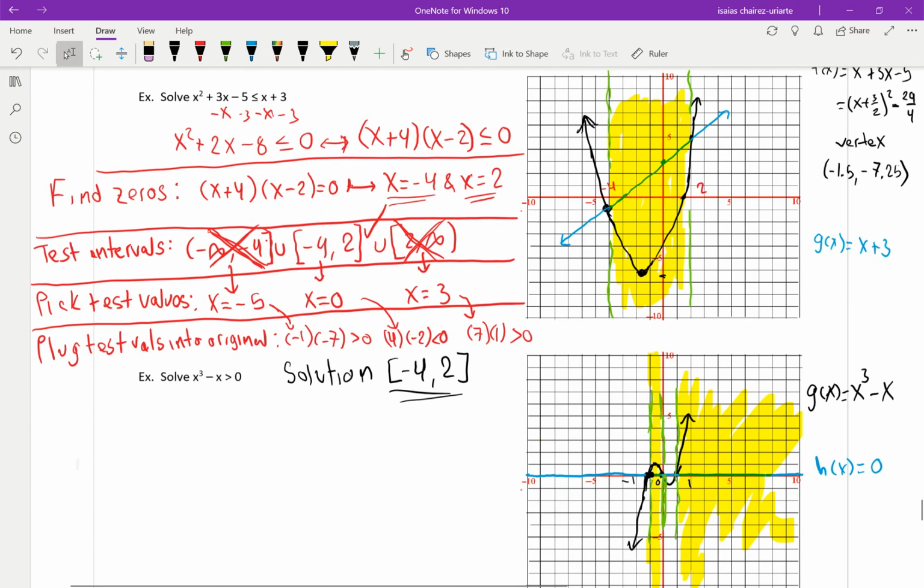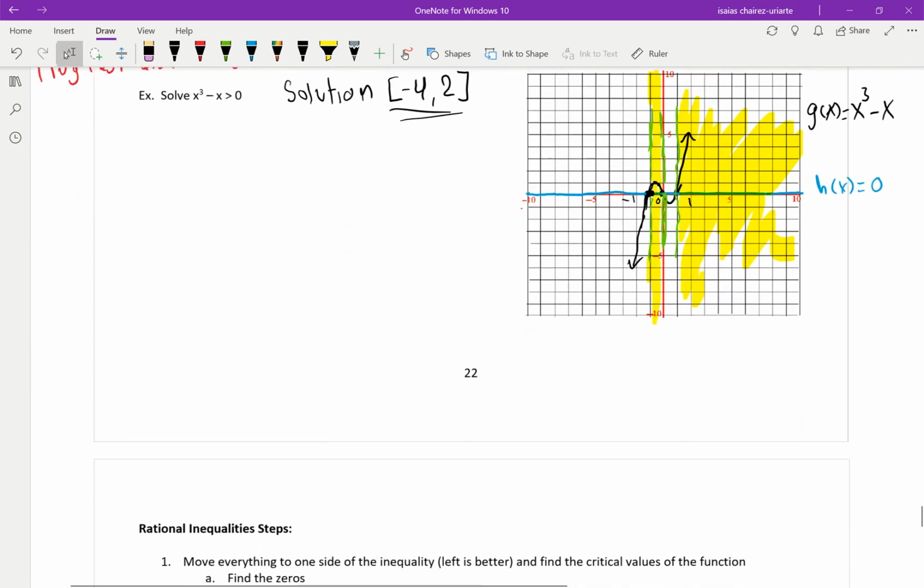Let's solve the next one. Hopefully you have solved it. If not, pause the video, take a few minutes, see if you can solve it on your own. Okay, let's try to solve this little inequality.